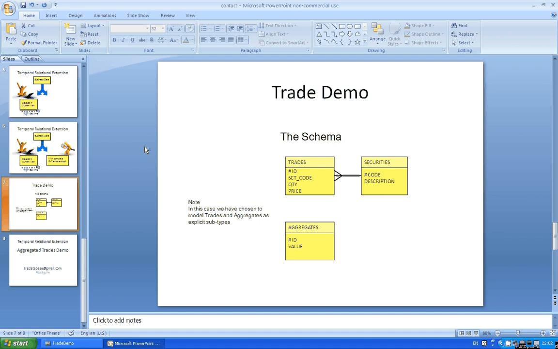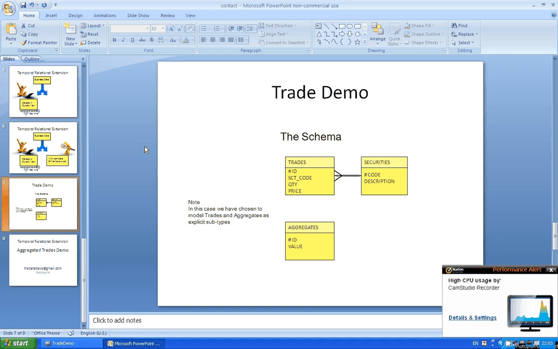The demo that we've chosen to show today is a fairly straightforward schema. It's a current view schema which includes the trades, a trade ID, a quantity and a price. Trades are for a security, and once a certain number of trades have been received, an aggregate trade is received from the clearinghouse which covers the value of the trades already received during that day.